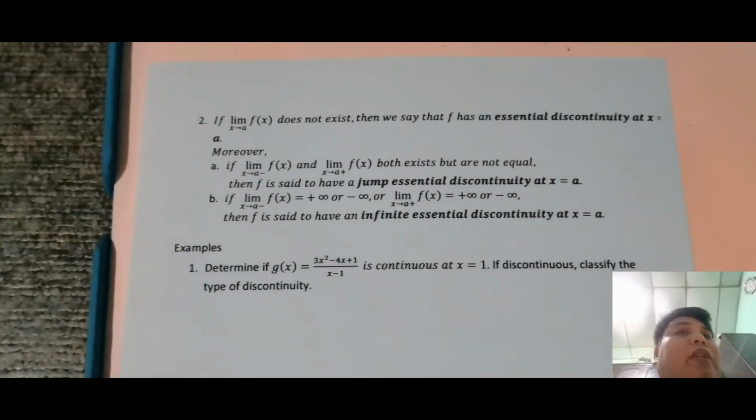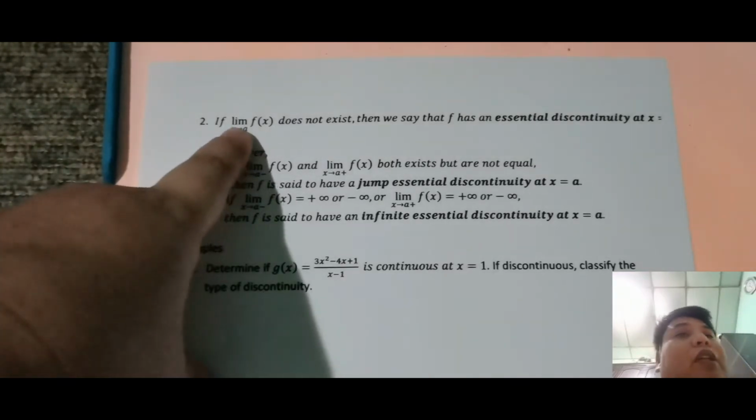Number 2, if limit of f of x does not exist. Ayun yung base, yan yung number 2, yung test 2. Kung yung limit of f of x nag-exist, ang unang test, pag hindi nag-exist yung f of a, o pag undefined yung f of a, or hindi equal yung f of a sa limit, meaning removable discontinuity. Ngayon naman ito yung number 2. Pag yung limit naman hindi nag-exist, ang sabi, yung limit of f of x does not exist, we say that f has an essential discontinuity at x is equal to a. Essential. Moreover, so may letter A dyan, so may mas specific pa tayong itatawag sa kanila.